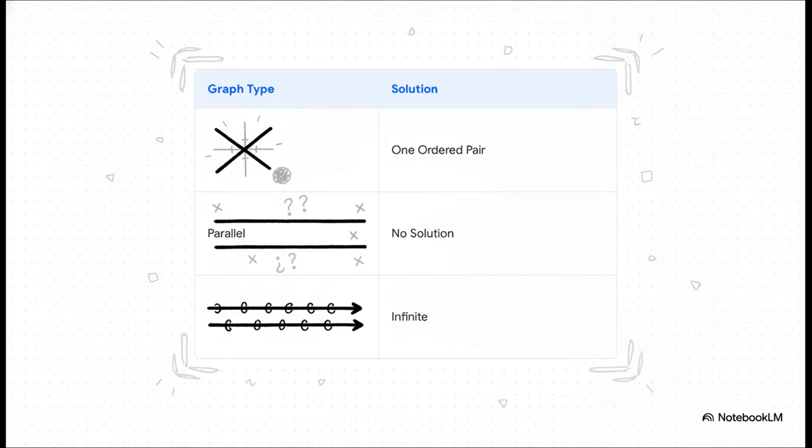Second, we have parallel lines. These are lines that run side by side forever and never touch, which means there is absolutely no solution. And third, sometimes you graph the lines and realize, wait a second, they're the exact same line. In that case, they touch everywhere, meaning there are infinite solutions.